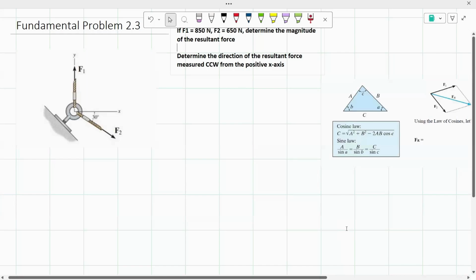Hello everyone, today we're going to be working on fundamental problem 2.3. This problem is asking us that if F1 equals 850 newtons and F2 equals 650 newtons, to determine the magnitude of the resultant force and also to determine the direction of the resultant force measured counterclockwise from the positive x-axis.